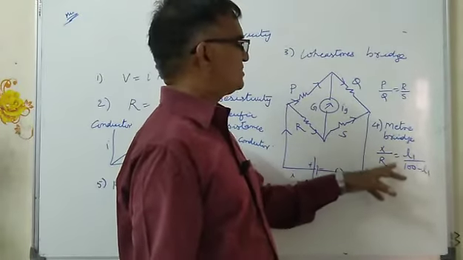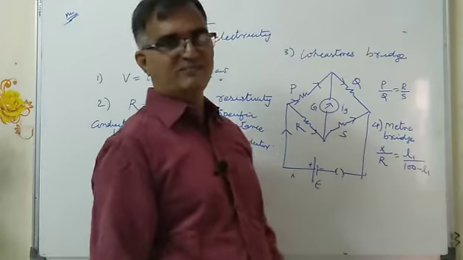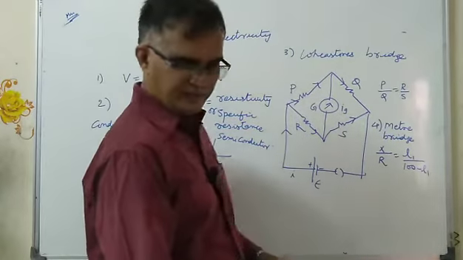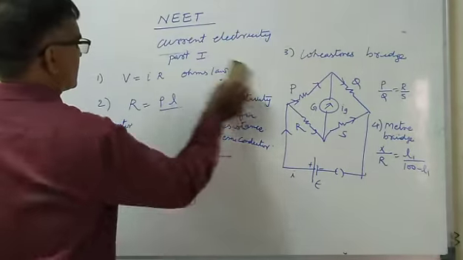So X by R is equal to L1 by 100 minus L1, where L1 is the balancing length from the left side or right side. Now a few problems we do based on this.